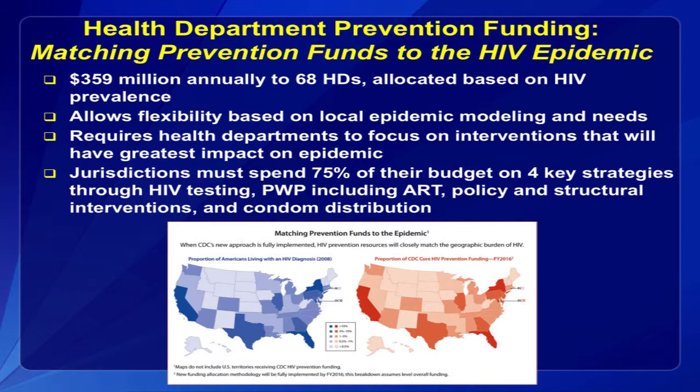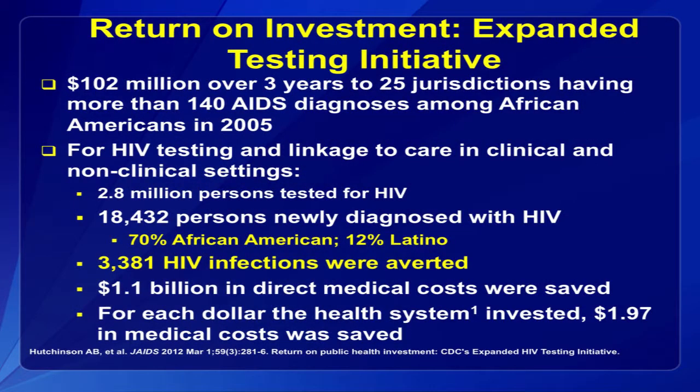So the next list of slides is some of the things that the agency is doing. So Health Department prevention funding, we have matching prevention funds to the HIV epidemic, about $360 million awarded to 68 health departments based on HIV prevalence. Geography is important, allows flexibility based on local epidemic modeling and needs, requires health departments to focus on interventions that will have the greatest impact on the epidemic, and jurisdictions must spend 75% of their budget on 4 key strategies through HIV testing, policy and structural interventions, and condom distribution.